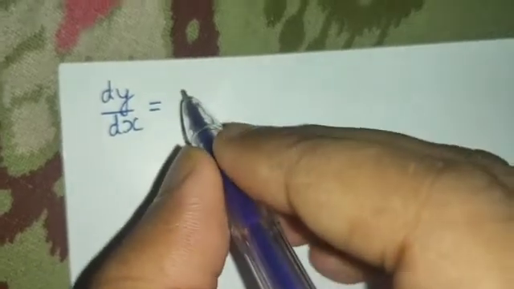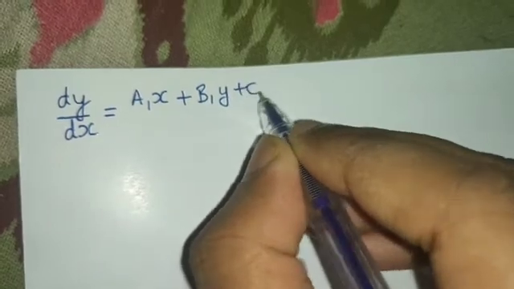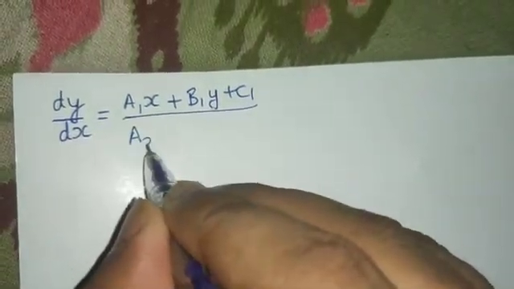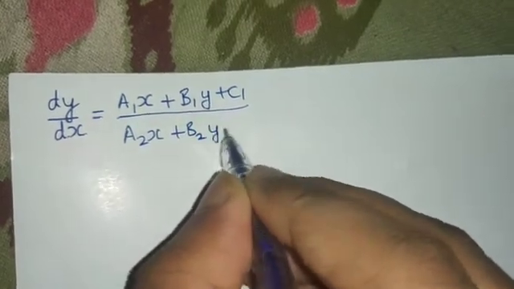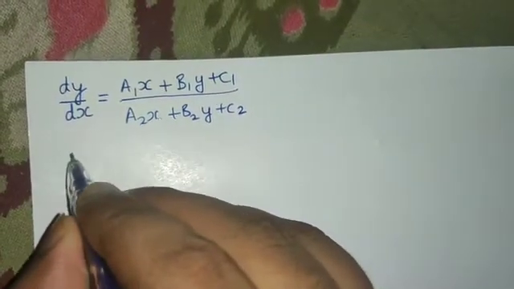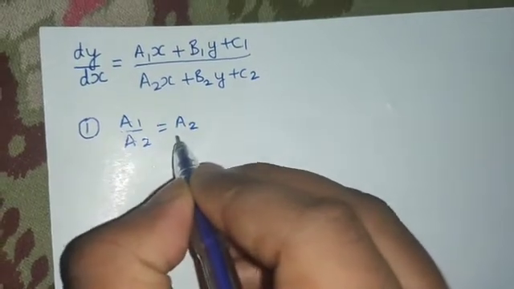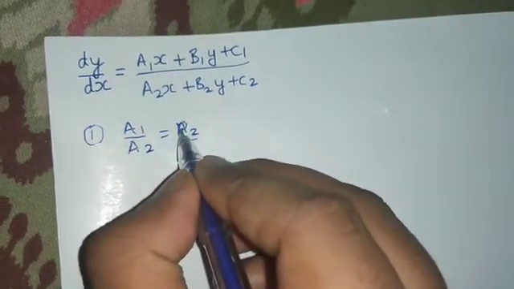So if you look at the format of the question, let's go through the concept. This question is clearly of the format dy by dx equals a1x plus b1y plus c1 divided by a2x plus b2y plus c2. Whenever we have this type of question, there are two cases. In the first case, a1 by a2 equals b1 by b2.